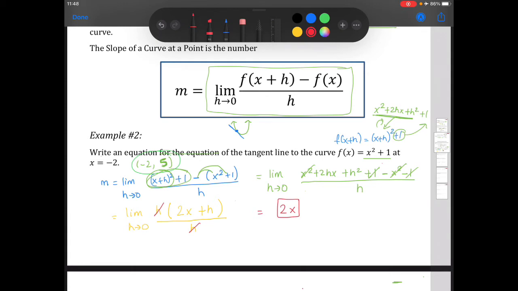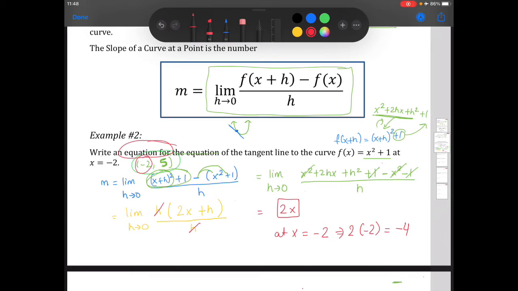So we still have not found the equation. We want to find the equation of the tangent line to the curve. So I know my x is what? -2. So this is the equation. At x equals -2, what would be my slope? My slope would be 2 times -2, which is -4. So my slope is going to be -4, right?